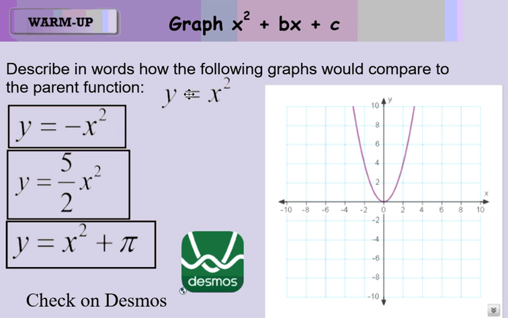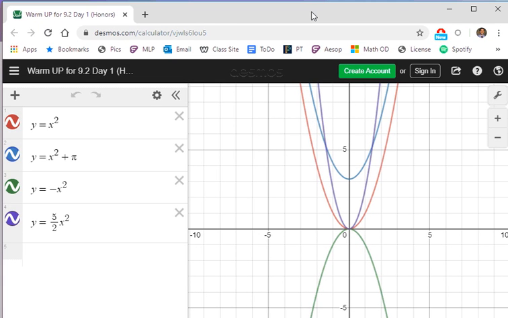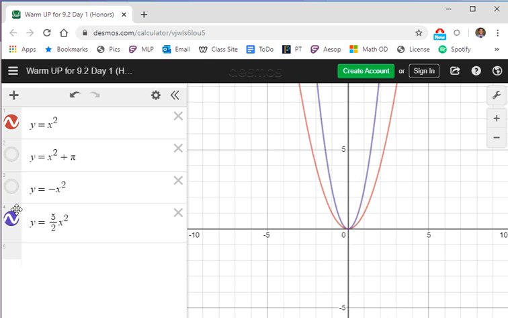Okay, welcome back. Let's use Desmos to show the results here. So you should have been using words like steeper, wider, moved up, moved down, opened upside down, all those types of things. And here's the results. So let's start with just the parent function.